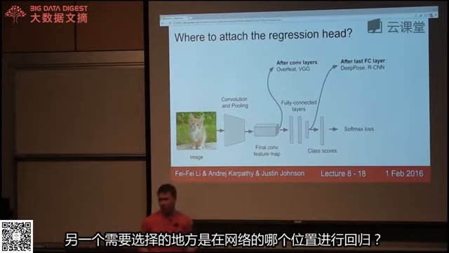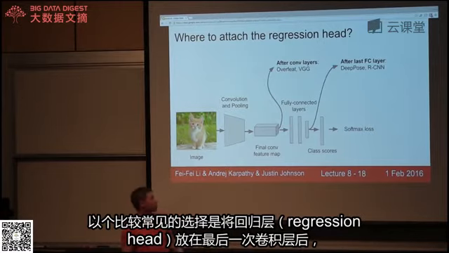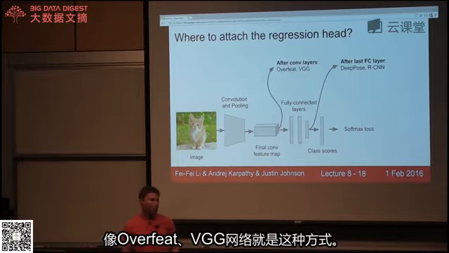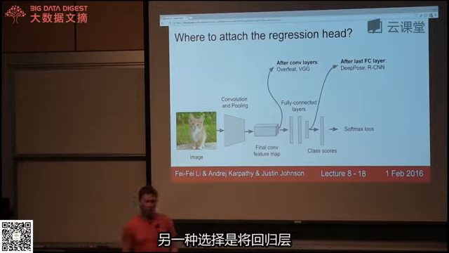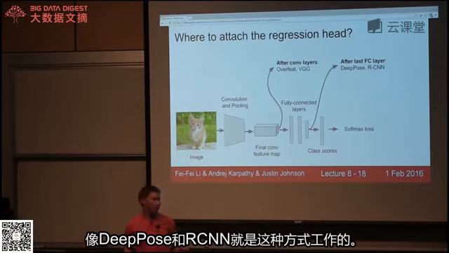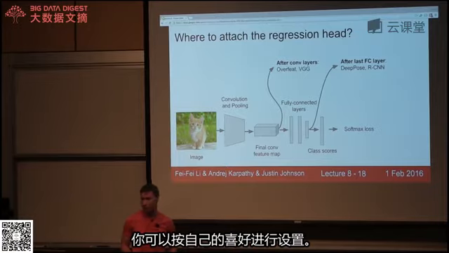Another design choice is where exactly you attach the regression head. Again, this isn't too important. You'll see different people do it in different ways. Some common choices would be to attach it right after the last convolutional layer, which means you're reinitializing new fully connected layers. You'll see things like OverFeat and VGG localization work this way. Another common choice is to attach your regression head after the last fully connected layers from the classification network. You'll see other things like DeepPose and R-CNN work in this flavor. But either one works fine. You could attach it just about anywhere and it would do something.